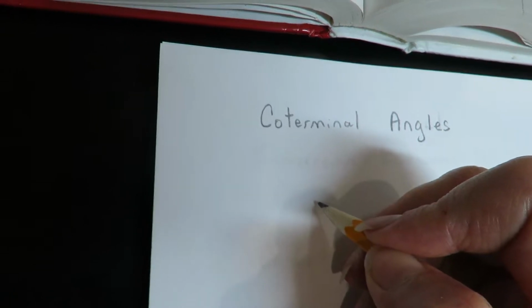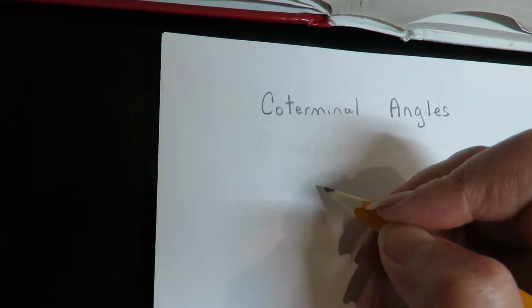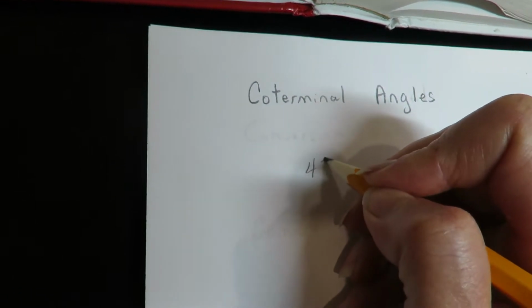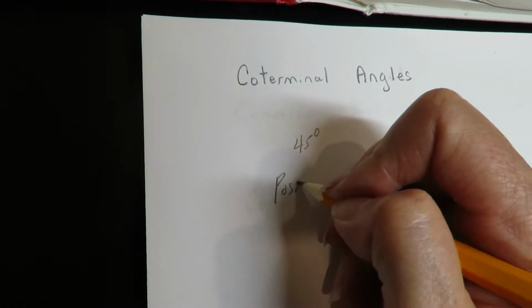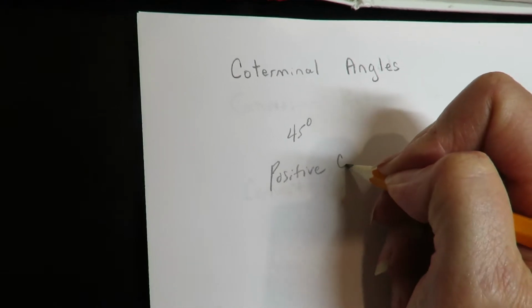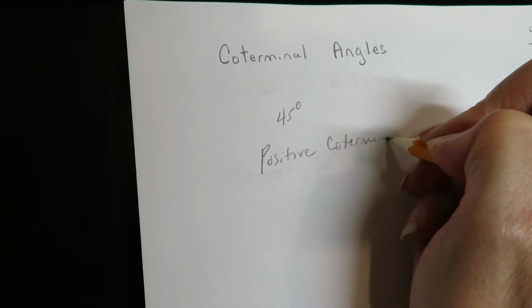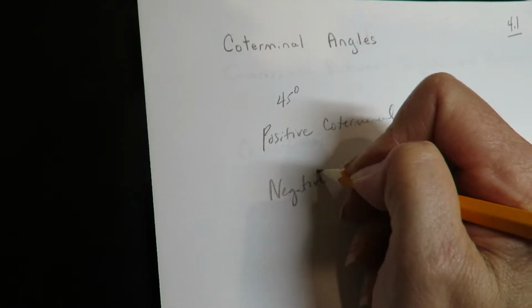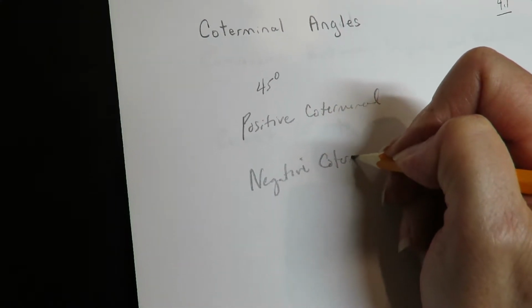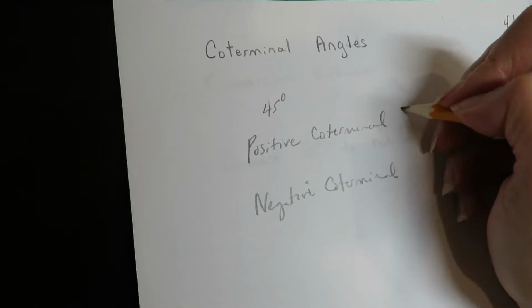So let's say I have 45 degrees and I want to find a positive coterminal angle and a negative coterminal angle.